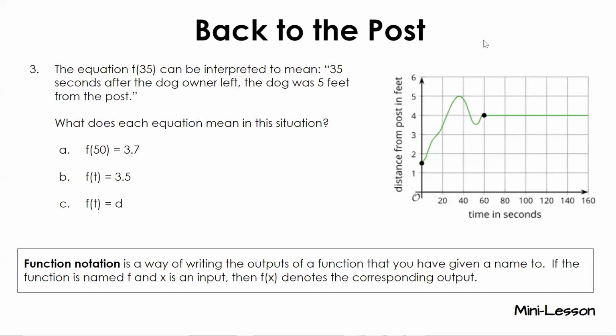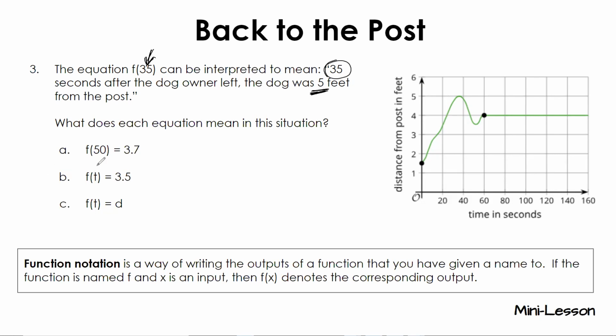So the equation f of 35 can be interpreted to mean 35 seconds after the dog owner left, the dog was 5 feet from the post. All right, so does everybody see where we get these numbers from? We got 35 and we got 5. Okay, notice how 35 is the seconds because that's what we plugged in here. And then 5 was the distance because that's what the output is.